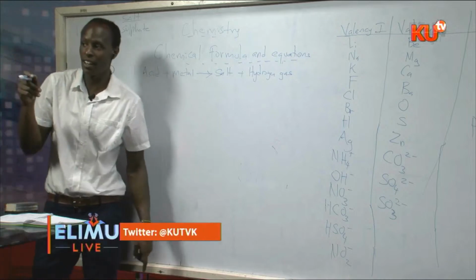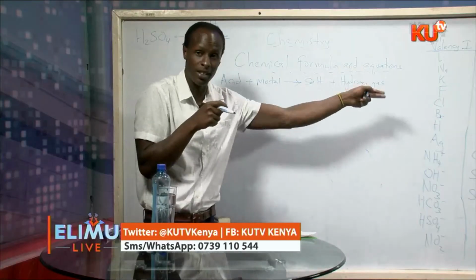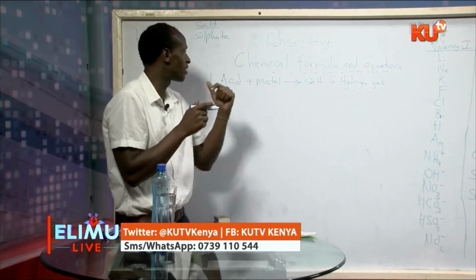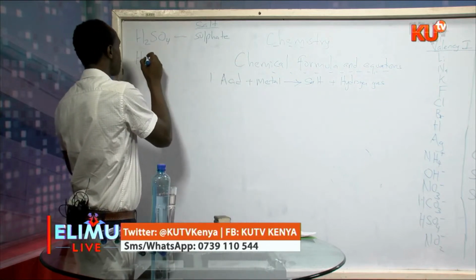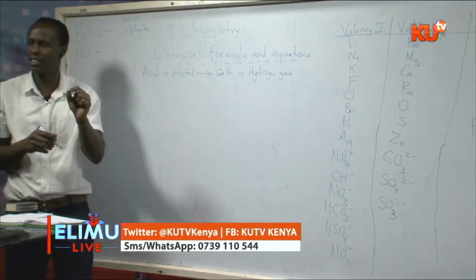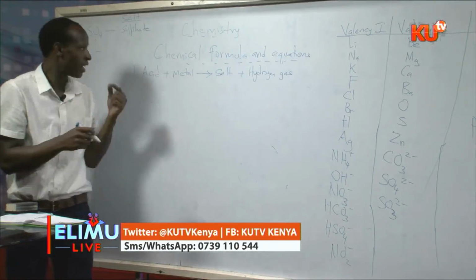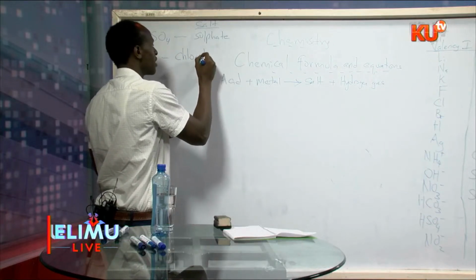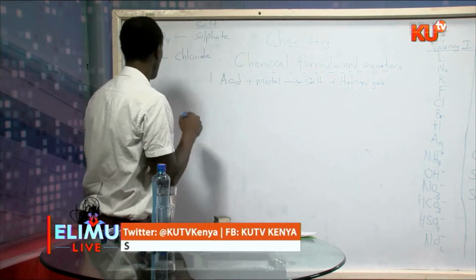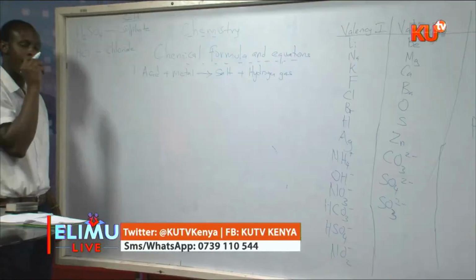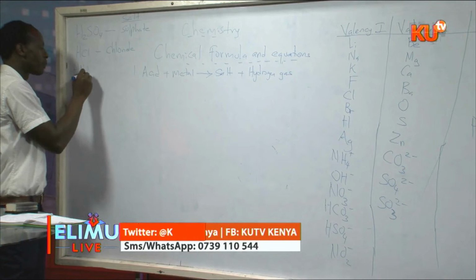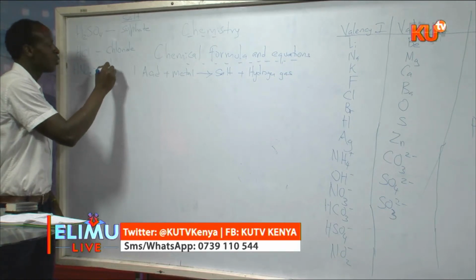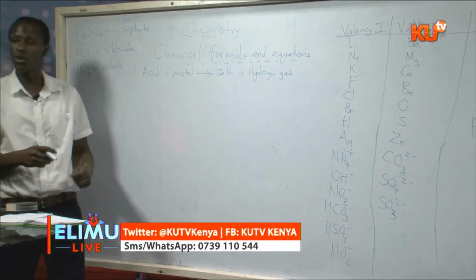And remember, sulfate is a radical, and we have its valency there. So anytime you're reacting a metal with sulfuric acid, you'll get sulfate. HCl is hydrochloric acid. Anytime you react something with hydrochloric acid, the salt must be chloride. And the other common acid is HNO3, nitric acid. Nitric acid will always give you a nitrate.